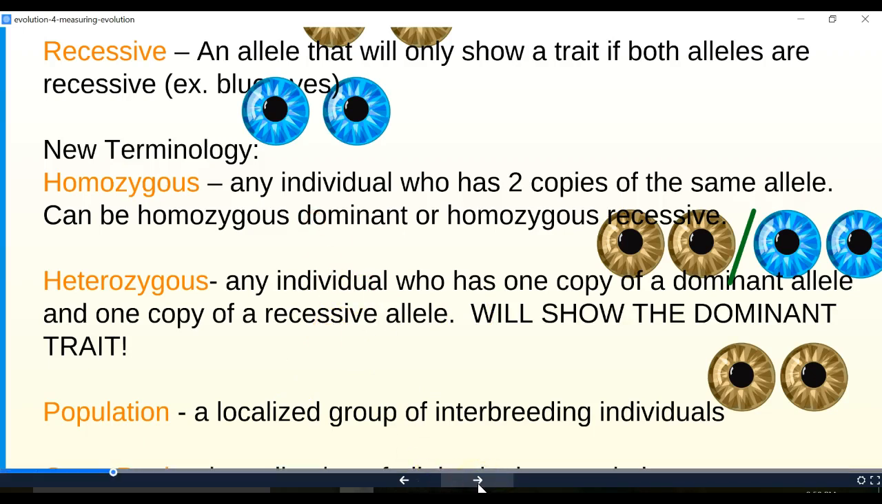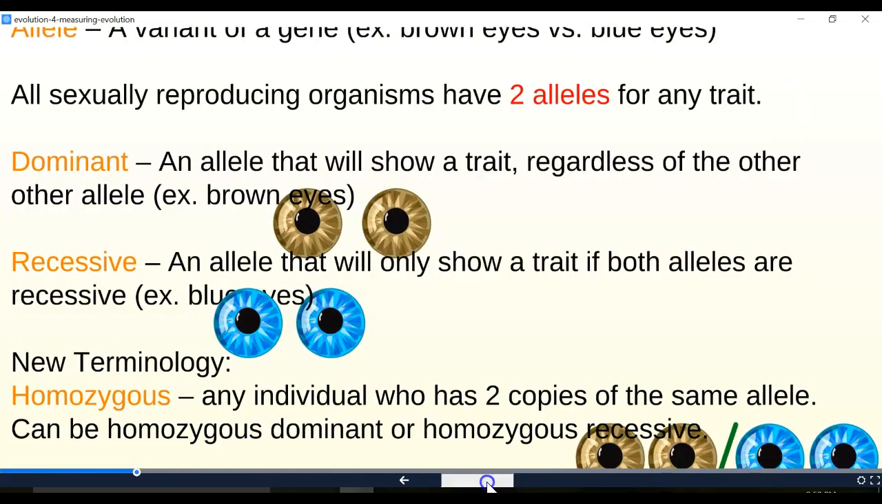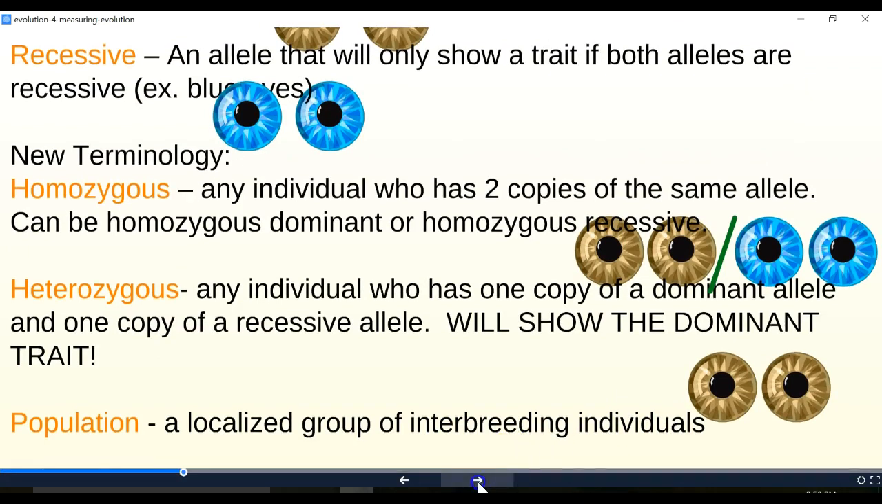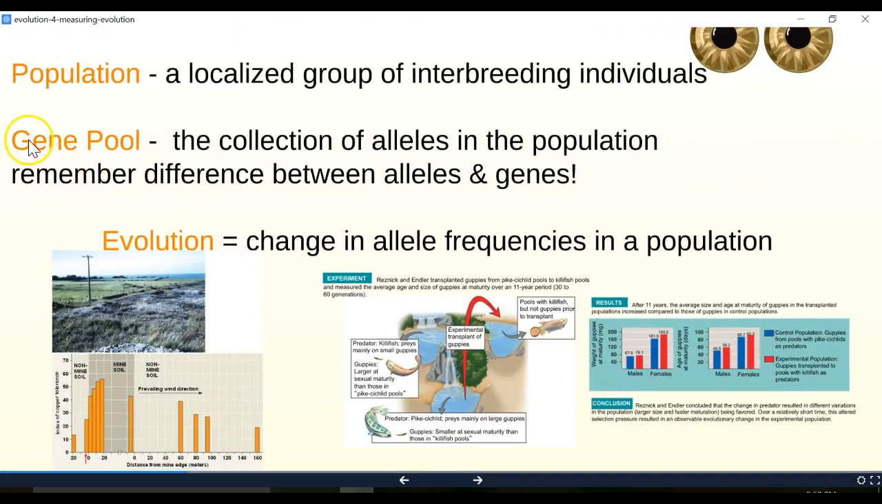Some other terminology that you should be aware of is population. A population is a localized group of interbreeding individuals. A gene pool is something you're going to hear me refer to a lot, and it can be helpful to visualize, or maybe you will want to draw in your notes, a gene pool with a bunch of different alleles in it, like we did in class the other day. This is a collection of alleles in the population. Do remember the difference between alleles and genes. The alleles are going to be represented by a capital or lowercase letter.